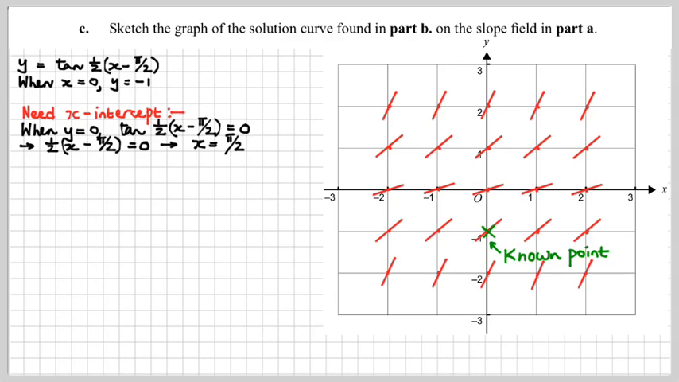Now, this is the thing. Look, this is a tech-free exam. So hopefully you know that pi is 3.142, and half of that's about, therefore, a bit more than 1.6, because you've got to get these things with the proportion sort of right. So we're in about there for the x-intercept. And you have to get the proportions roughly right. Yeah, about 1.6.